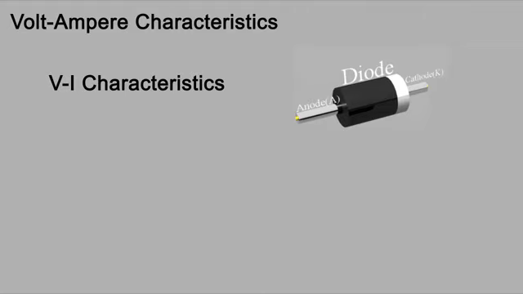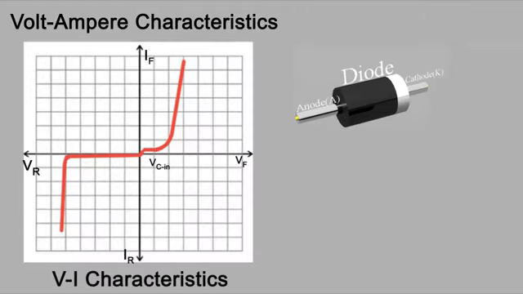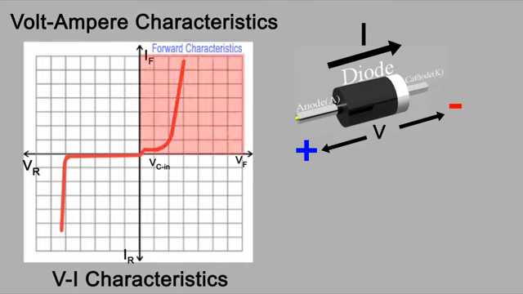The VI characteristic of a PN junction diode is a graph of voltage across the diode versus the current flowing through it. The VI characteristics can be divided into two parts. Number 1, forward characteristic. Number 2, reverse characteristic.